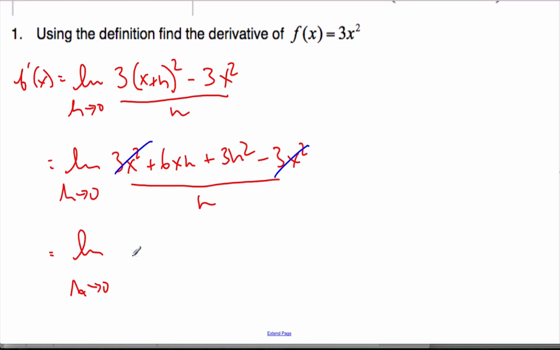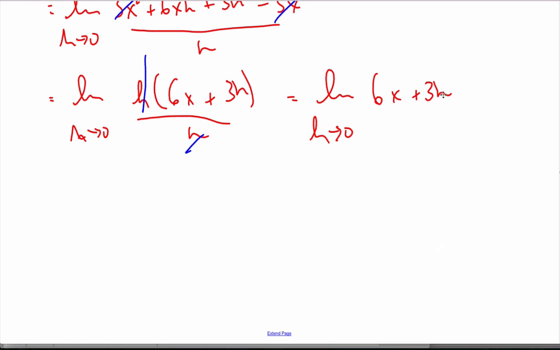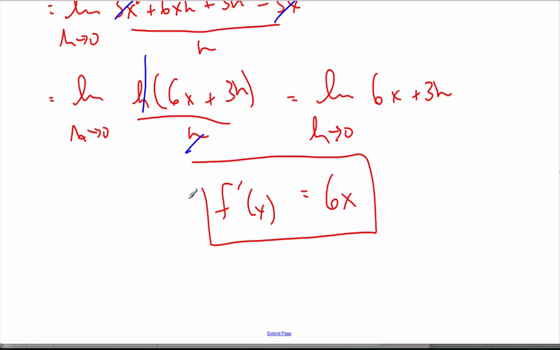I'm going to factor out an h from the top, which gives me h(6x plus 3h) over h. Conveniently, the h's now cancel, and I'm left with the limit as h goes to 0 of 6x plus 3h. Well, if h goes to 0, then that term is 0. I take the limit, I end up with 6x. And so the derivative is 6x, which is what we knew already from the beginning.